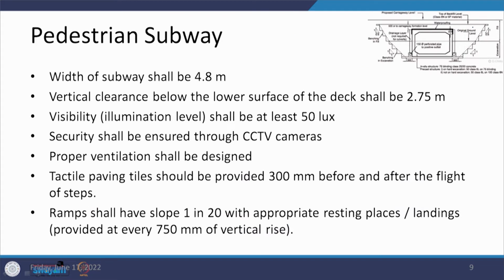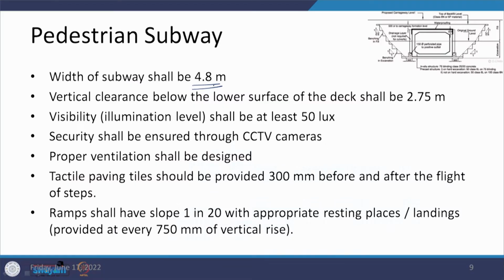Okay. Now, when we are looking at the design features of this subway, one thing we talked about previously when we discussed the hump subway was that a minimum of 2.4 meters has to be there, but if it has to provide a good facility looking at future needs also, then it is better to go for a 4.8 meters wide subway. So, this is going to be 4.8 meters wide. Height we have discussed. This height is 2.75 meters, a clear height between the top of the floor level and the bottom of the deck.